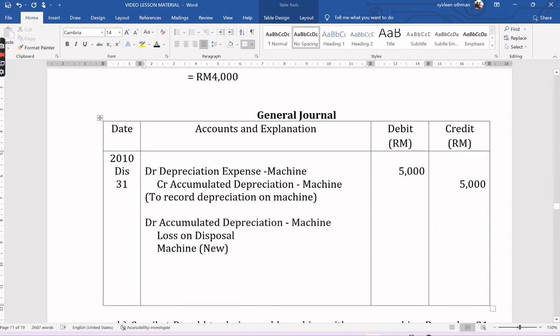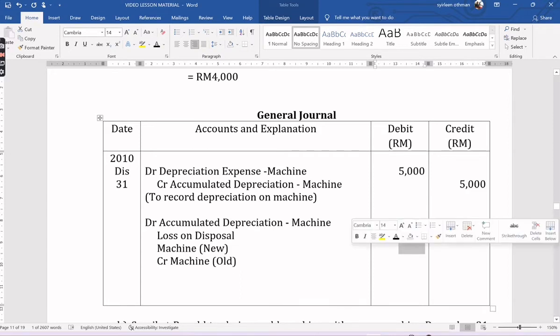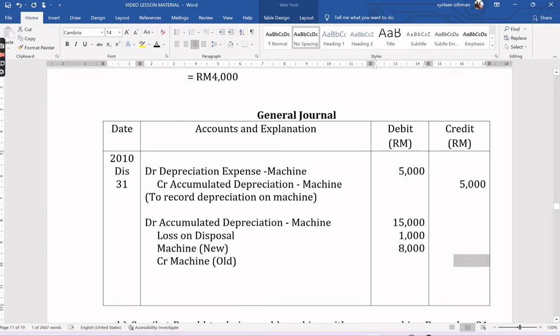Okay, alright, so apa yang kita akan credit? Kita nak tutup machine lama kan? So kita nak tutup machine lama, that means you akan credit machine. Okay, and this is the old machine. So all these three is catatan sebelah debit, and this one is catatan sebelah credit. Okay, alright. So your accumulated depreciation, macam kita kira tadi, is 15,000. Your loss on disposal ialah 1,000. Your new machine just now, the price is 8,000.